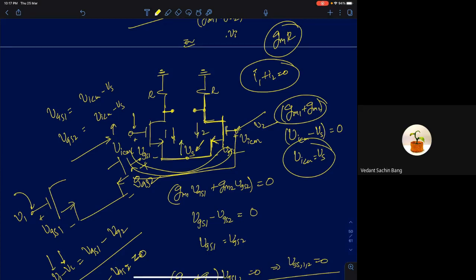Of course, you can analyze this using common drain approximation. You can apply the principle of superposition and find out VS due to the first guy and VS due to the second guy, and you will get VICM. That should also make intuitive sense, because if your drain currents have to be individually 0, the only other possibility is that the gate to source voltage has to be 0. If the gate to source voltage is 0, then the source voltage will exactly be equal to the input voltage, VICM.